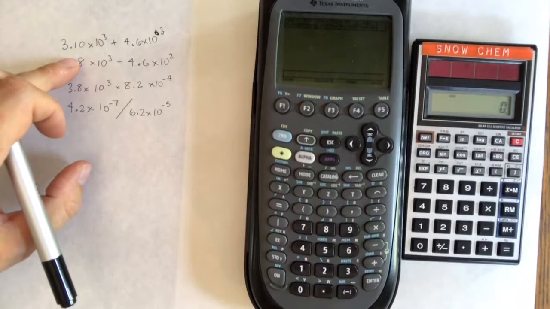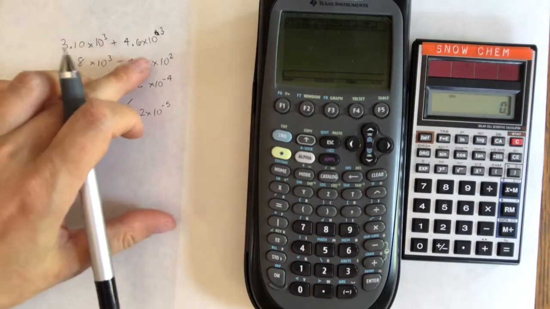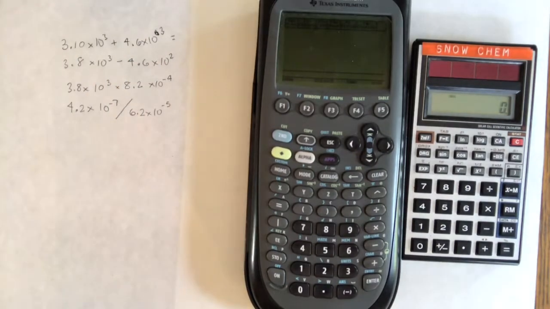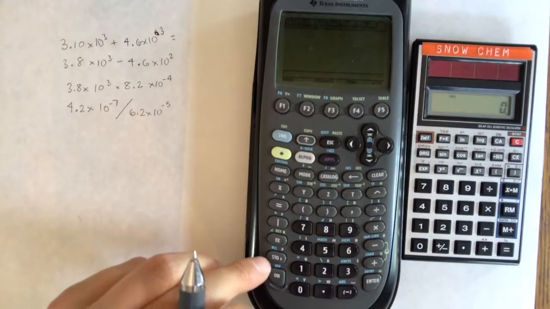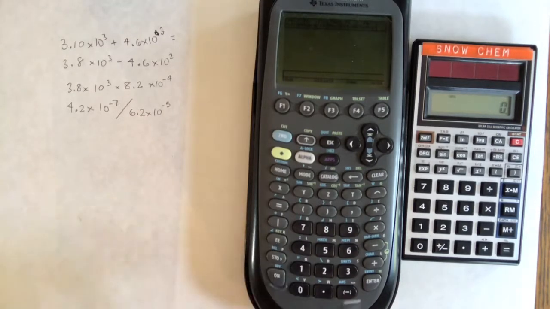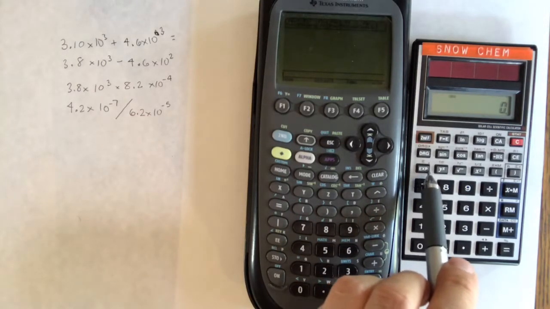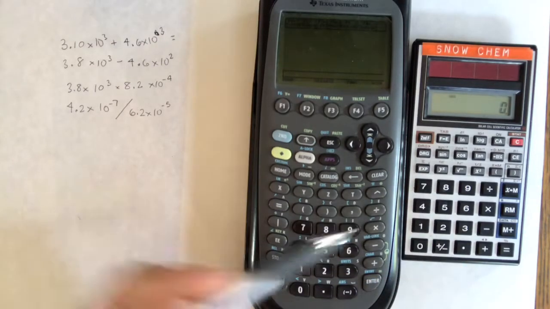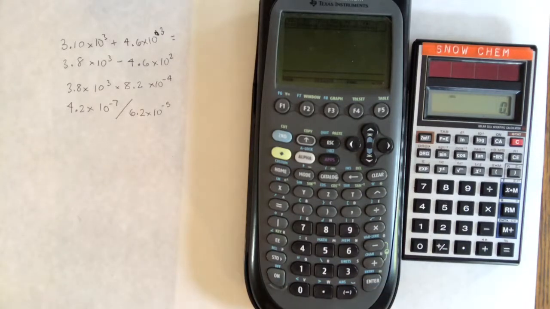So let's do this first one: 3.10 times 10 to the third plus 4.6 times 10 to the third. First of all, I'm going to do it on the TI-89. For both calculators, all you're going to look for is, on the TI-89, there's this EE button, it's right here. And then on this calculator, there's an EXP button. So that's the button you'll look for on that one. So you're either going to be looking for an EE or an EXP button on your calculator. And there might be some other variations of that, but I think generally it's just these two.